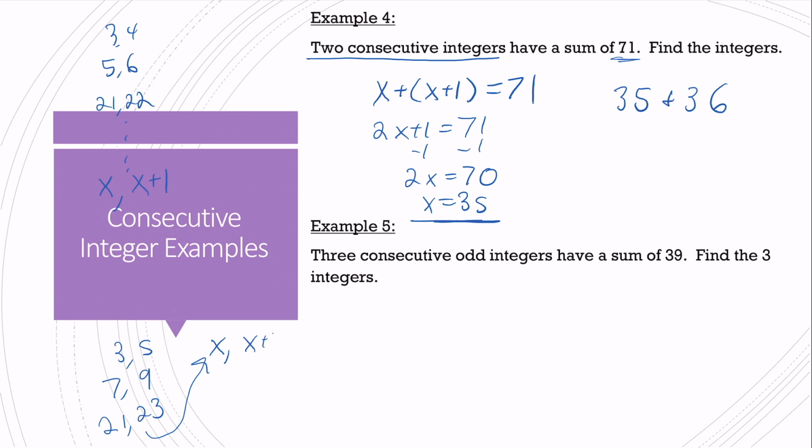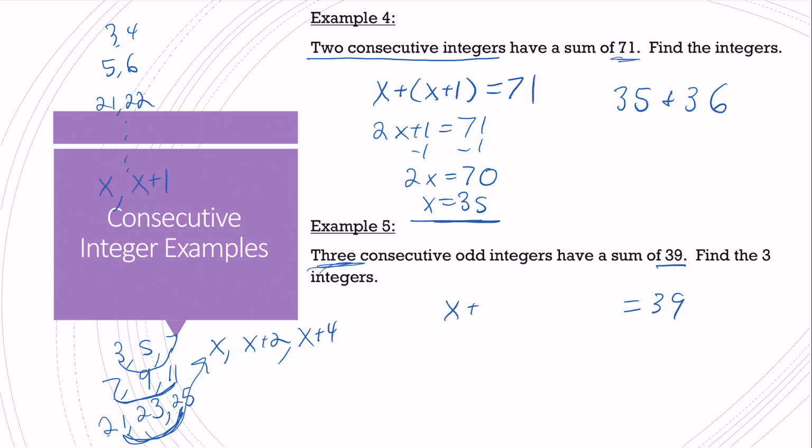Now that's just two of them. What if I wanted to find the third? Well, I could look at 7, 11, and 25. See how this one differs from the first by 4. 21 and 25 have a difference of 4. 7 and 11 have a difference of 4. 3 and 7 have a difference of 4. So I'm going to put x plus 4. So the sum of those is 39.